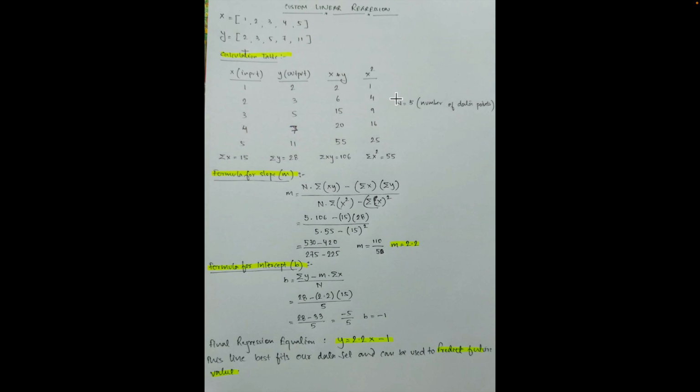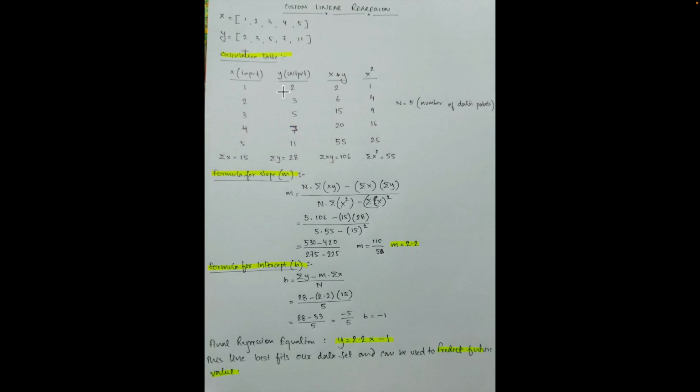So how will this equation get generated? Well, we have to do some summations of the following columns. First I will do the summation of my input x, and I will get the value 15. Summation of y, that is my growth, I will get the summation as y over here. So this is my independent variable and this is my dependent variable.